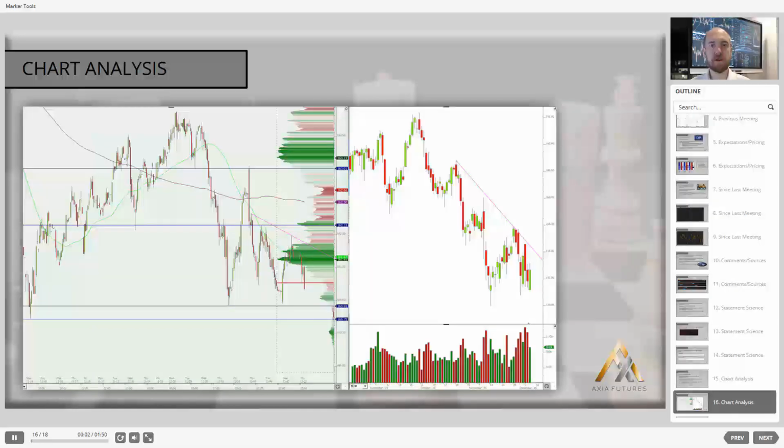So let's go and have a look at a couple of charts. Being as this is the ECB, I'm going to look at the Bund and the Euro. So with the Bund here, on the left I've got an hourly chart, on the right I've got a daily chart. Now focusing more on the hourly chart, the daily chart is there merely to illustrate the downwards trend in the Bund at the moment. We've clearly seen lower highs, lower lows, so this market is definitely trending down.